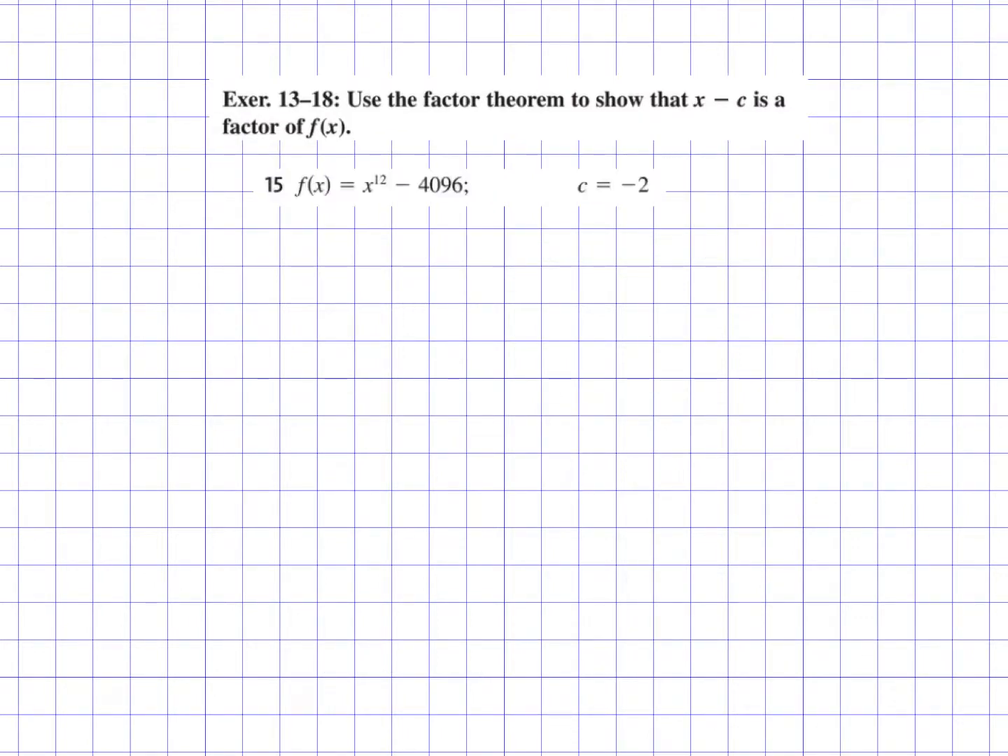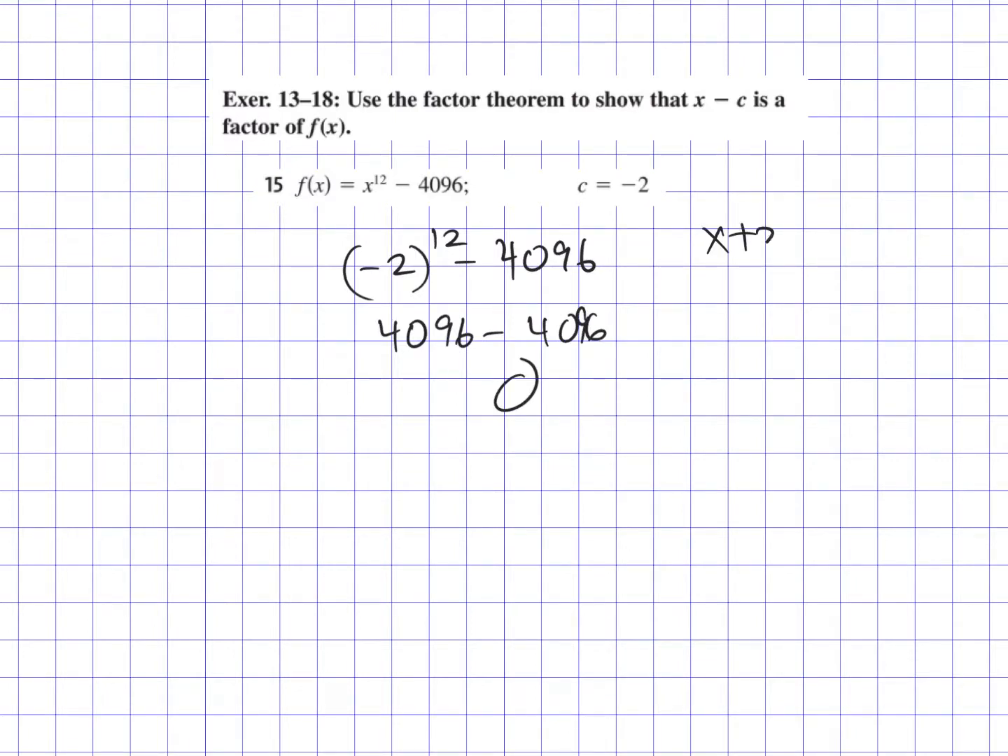All right, number 50. Now you decide what to do. I'll go ahead and just put negative 2 into x to the 12th minus 4096. So take your calculator and figure out what negative 2 to the 12th is. And you get positive 4096 minus 4096, and that's 0. So yes, x plus 2 is a factor of x to the 12th minus 4096.